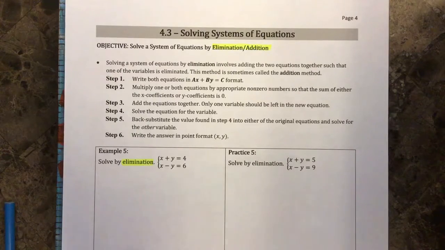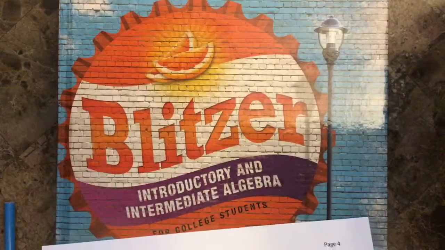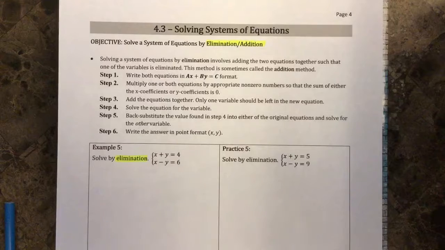This is a continuation of Blitzer's Introductory Algebra, where we talked about how to solve systems of equations by graphing, and we solved by substitution. Those are two of the methods you could use.